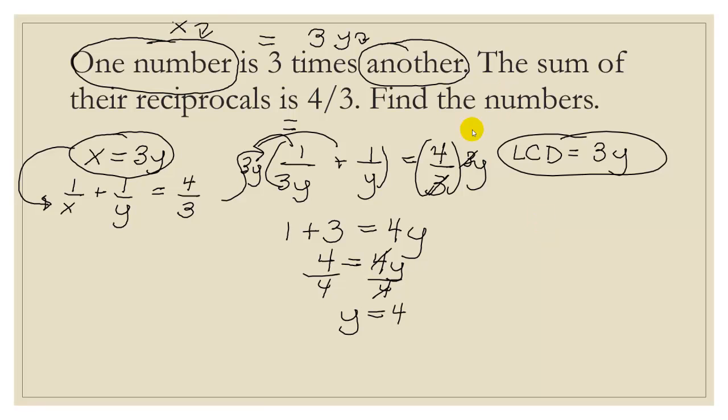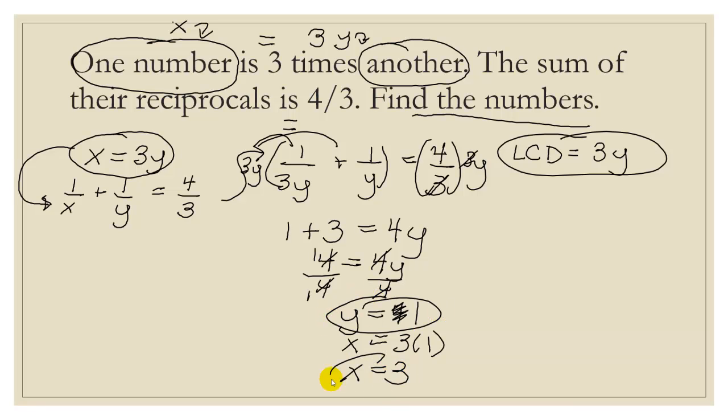Well, the question actually asks us to find the two numbers, right? Find the numbers. So we have to find both numbers. We only found one of them. Well, if y is equal to, oops, not y is equal to 4, y is equal to 1, right? 4 over 4 is just 1. Sorry about that. All right, so if we know y is equal to 1, we can say that x is equal to 3y. So that means x must be equal to 3 times 1, which means x is equal to 3. So those are our two numbers, 1 and 3. We can check this if we like, but those are our answers. Our numbers are 1 and 3.